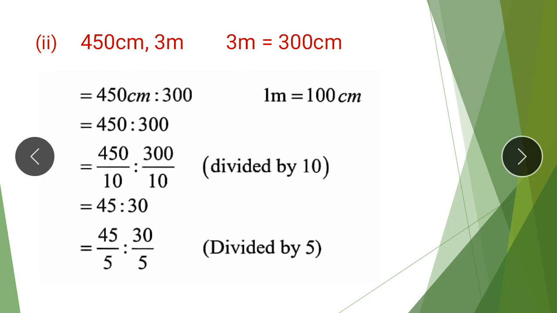Okay, next part is 450 centimeters and 3 meters. Here let me tell you something: for a ratio, the quantities must be measured in the same units for comparison. If the units are different, the comparison will not be accurate. So here you can see that one quantity is measured in centimeters, whereas the other quantity is measured in meters.